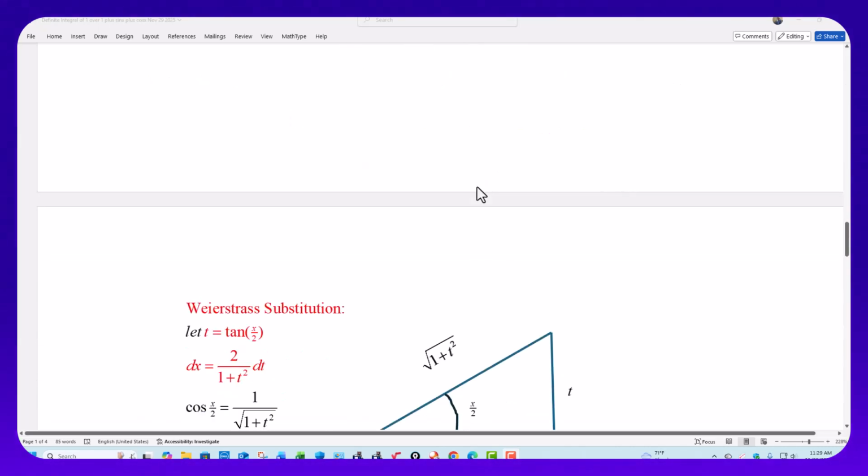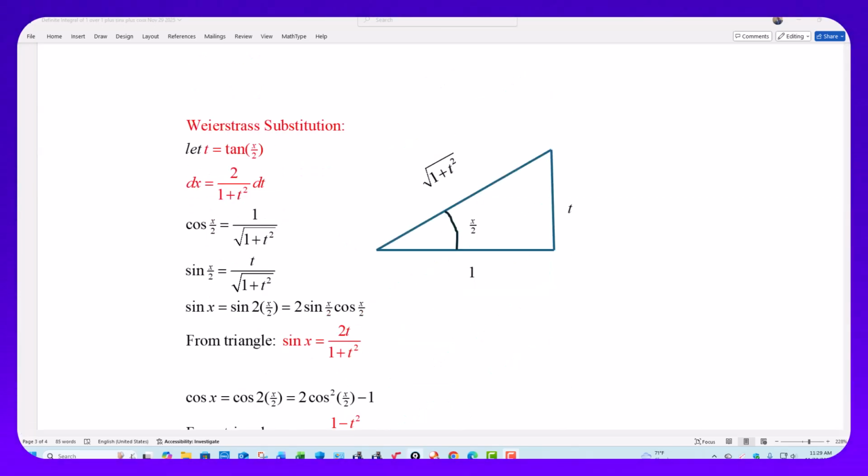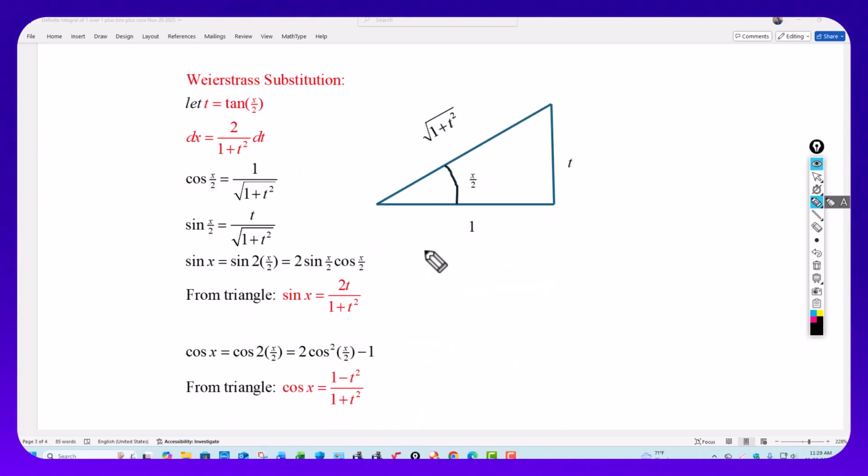You don't really have to know how this is derived, but it might help you to understand it. We start off with this substitution. Tangent of x over 2 is t, or I can write that as t over 1. And then we form this right triangle here. Here's your angle x over 2. Tangent of that angle is opposite over adjacent, that, of course, is the definition of tangent. And from that, we can get the length of the hypotenuse here: square root of 1 plus t squared.